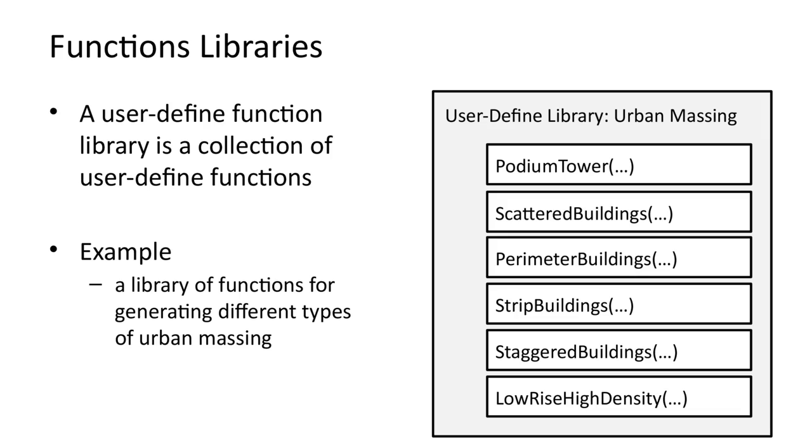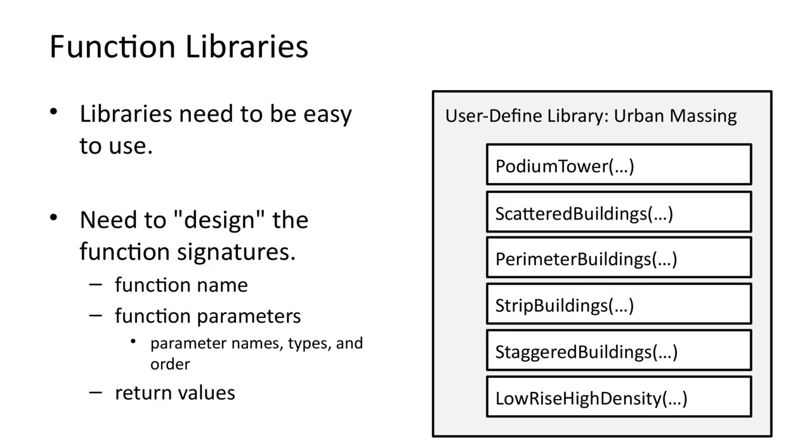For example, maybe we are working on various urban modeling scripts that are all generating massing models. We may then decide to create a library of urban massing functions. The libraries may be only for our own use, across different scripts. Or we may plan to share them with other people. Either way, we will need to design the library to make it easy to use.